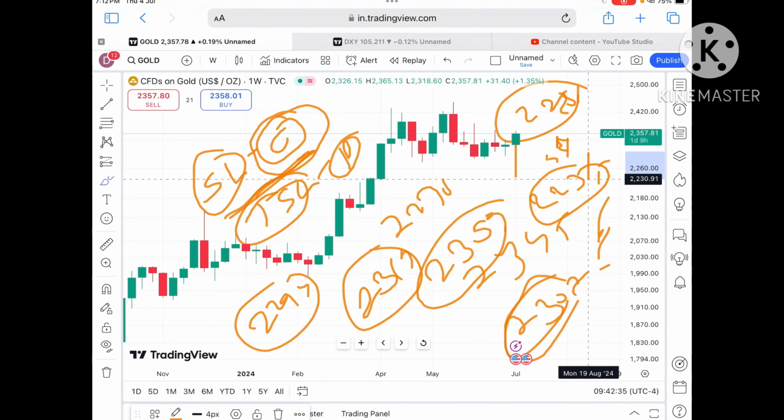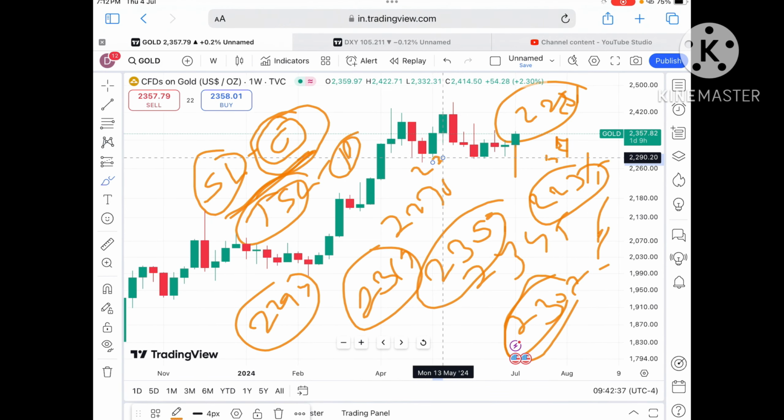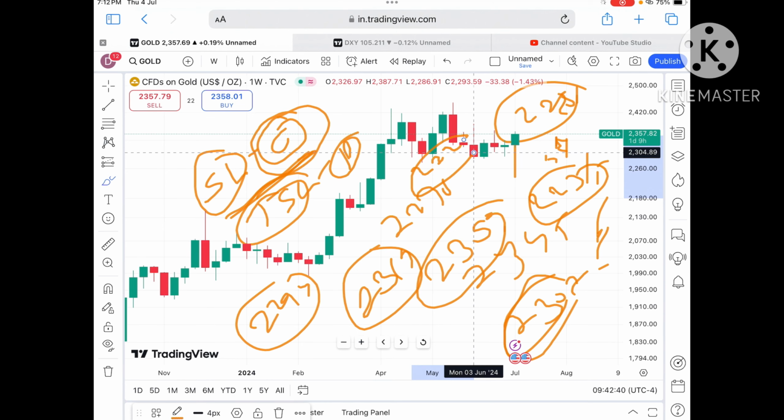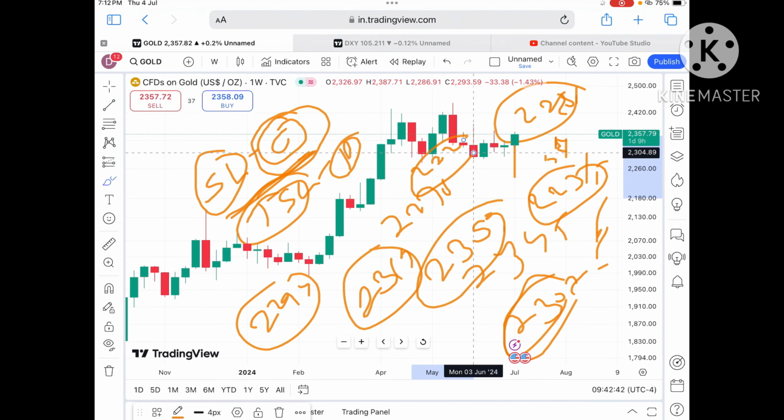Okay, and if it starts going further down, we will see it go towards a level of $2220 and then a further fall we can see. So the probability of moving further low will be there.